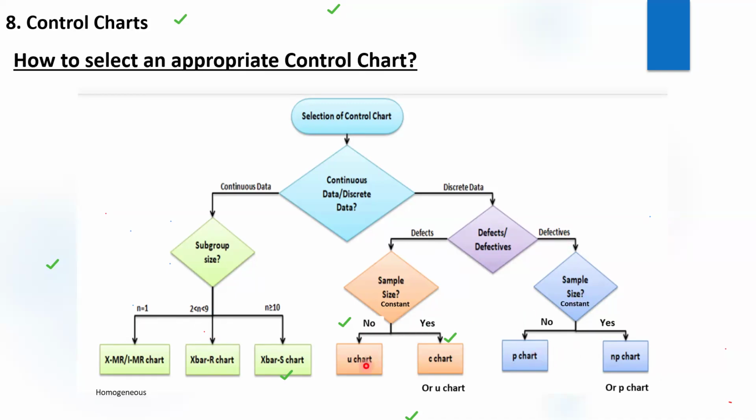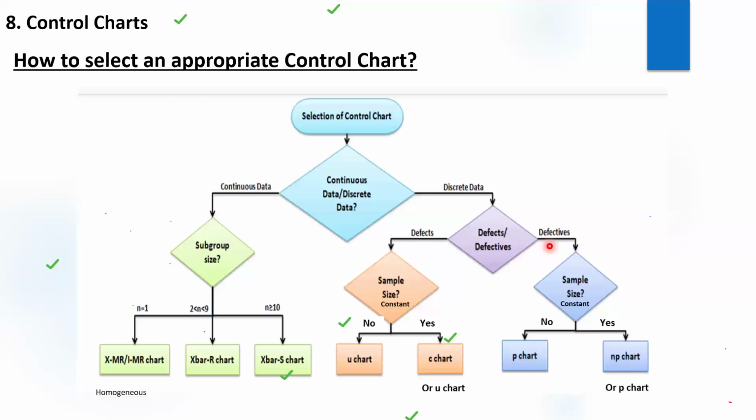But when will I use U and when will I use C? When my sample size is constant, for example in a day, in a month, normally I check 100 samples per day and I want to calculate defects, but my sample size is constant, 100 samples per day. I don't know whatever the production, whether it is 15,000, 16,000, 17,000, 12,000, I use 100 samples. If sample size is constant, you should use the C chart. And if sample size is not constant, you are varying the sample size, you can use the U chart.